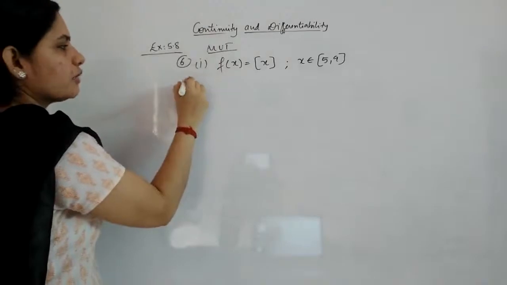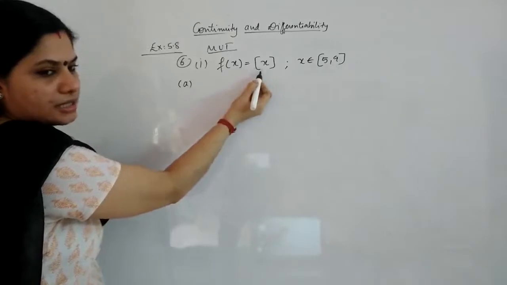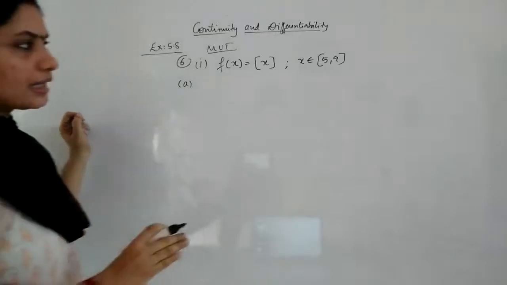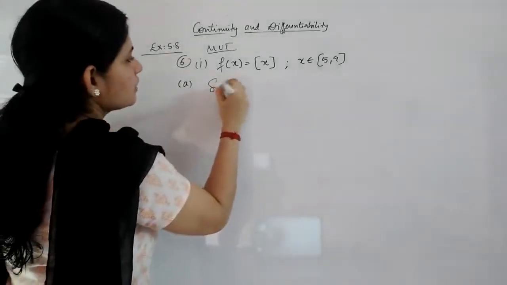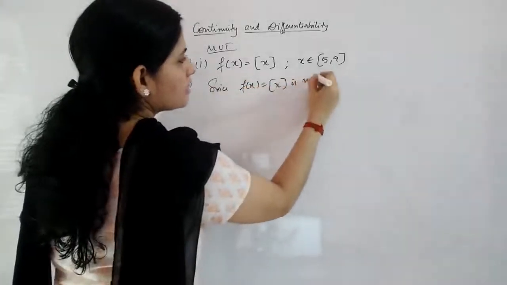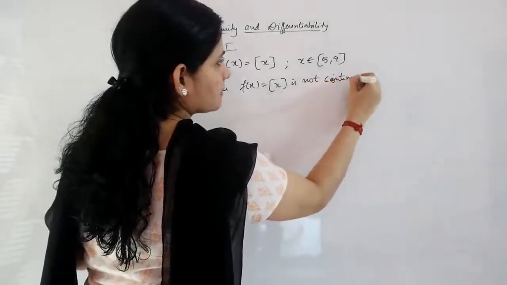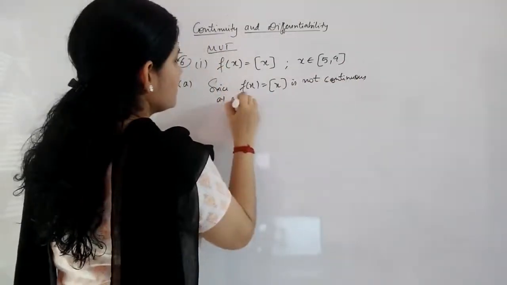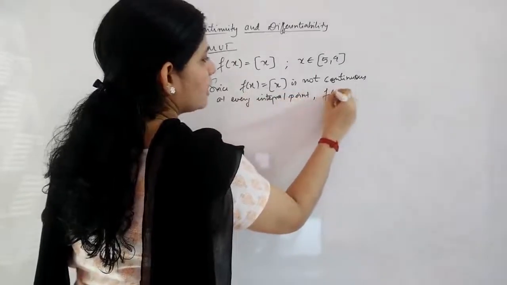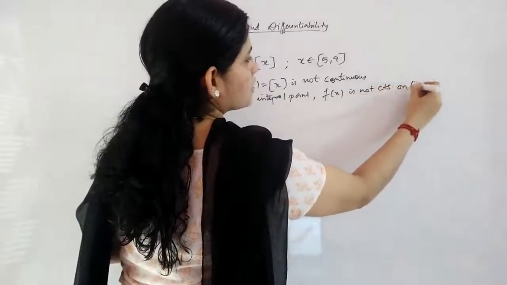So what you will get, first point will be, since this is a greatest integer function, and for every greatest integer function it is not continuous at its integral points, f of x is not continuous on the closed interval 5, 9.